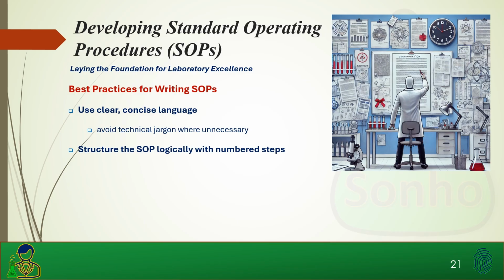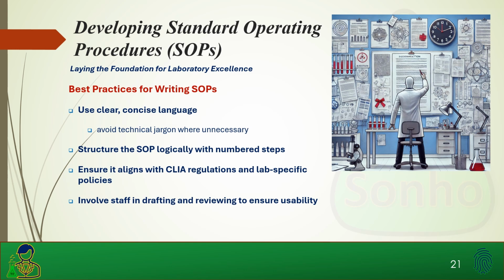Structure the SOP logically with numbered steps. It should make sense. It should flow properly. You shouldn't be jumping from step 1 to step 7 and then go back to step 3. It should make sense. It should follow a kind of order. It should make sense chronologically, and ensure that it aligns with CLIA regulations and lab-specific policies.